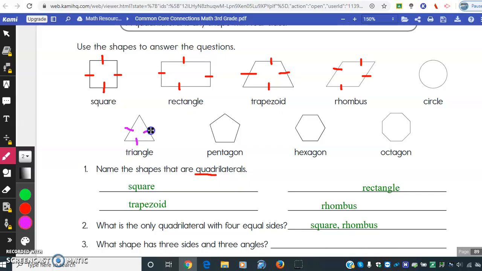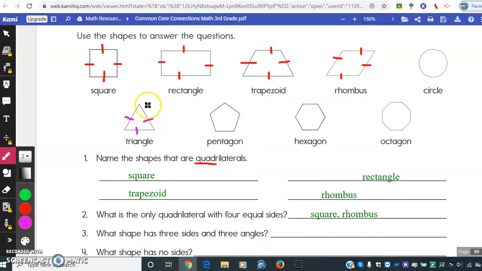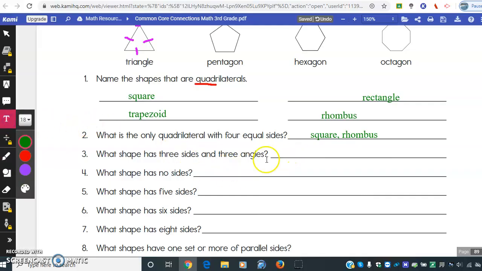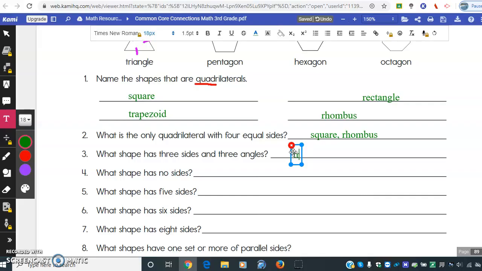The triangle has 3 sides and 3 angles. Remember, these are the angles. When you were in kindergarten, 1st and 2nd grade, you might have called these corners. And now that you're in 3rd grade, we call them angles. So what shape has 3 sides and 3 angles? It's the triangle. In fact, tri means 3, angle means angle. Triangle means 3 angles. Just like a tricycle has 3 tires, a triangle has 3 angles.